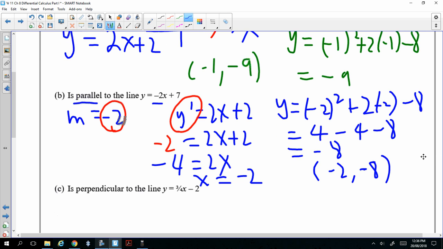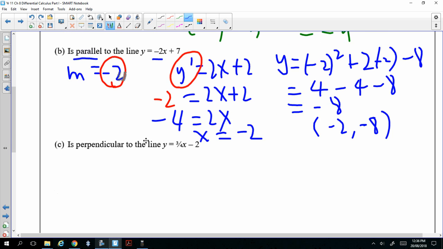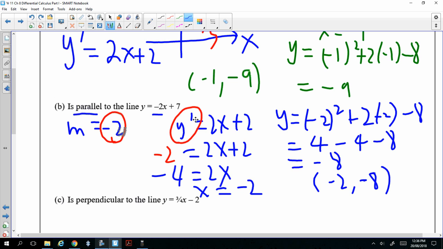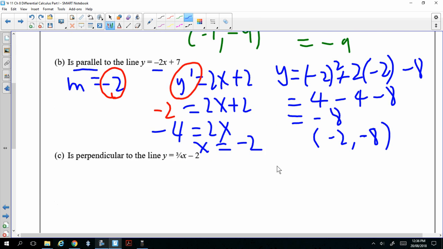And the next one, C. Very good. Okay, good. All right, how about the next one? Perpendicular. If they're perpendicular, what would the gradient be? Yep, -4 on 3. So you make that equal to the derivative, which is 2x plus 2, and solve for x again.